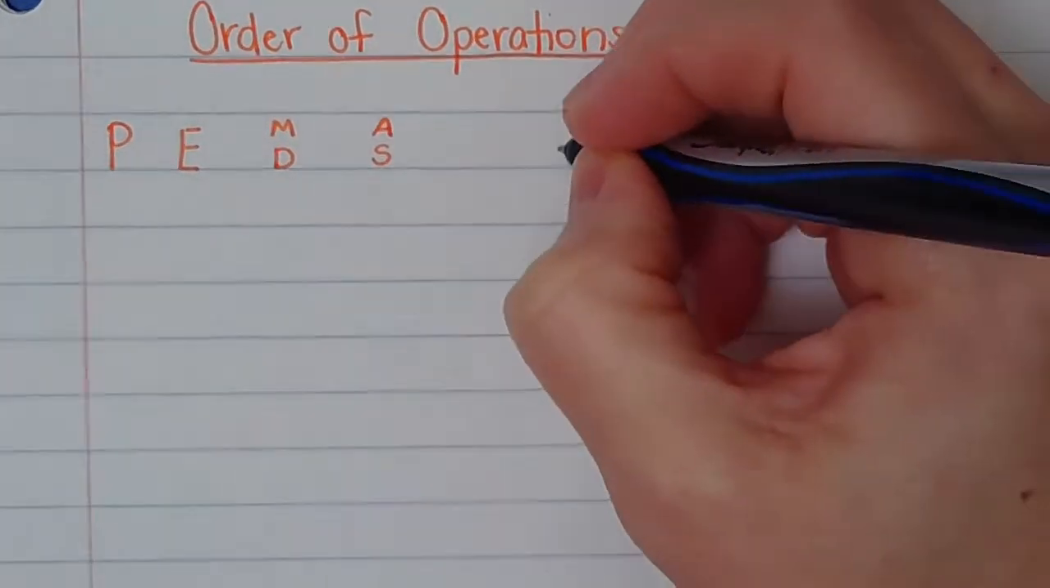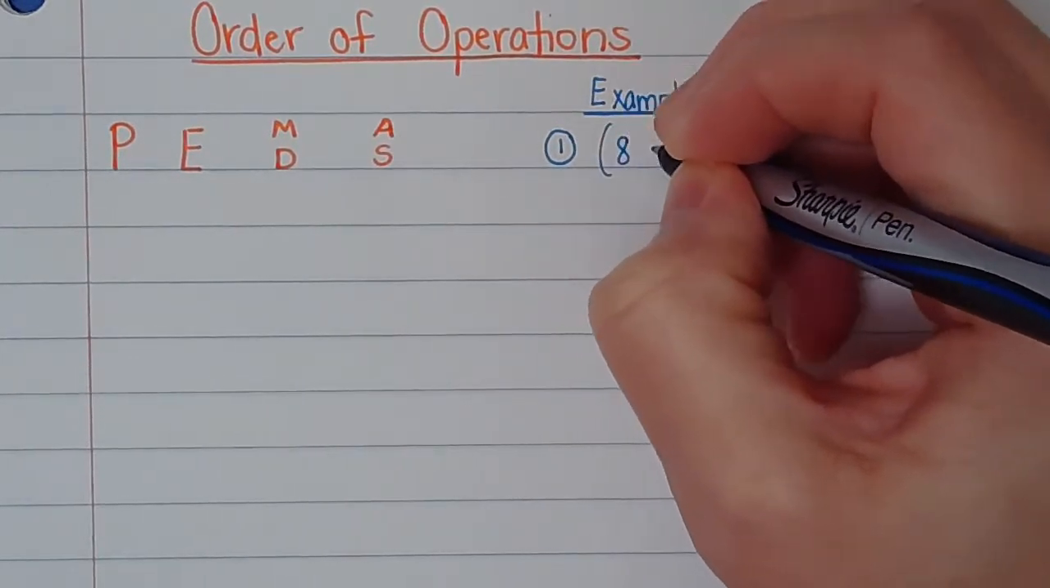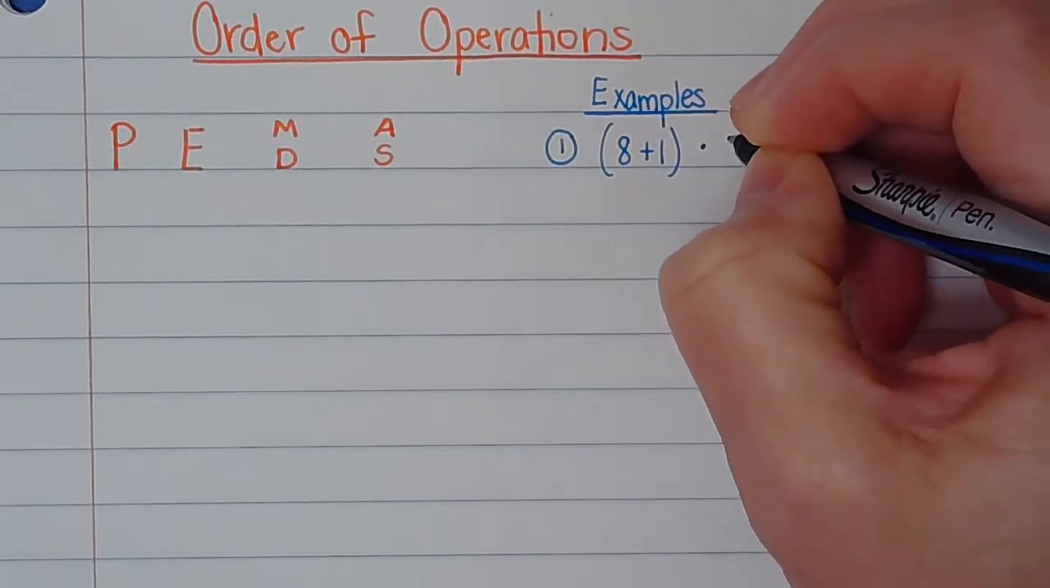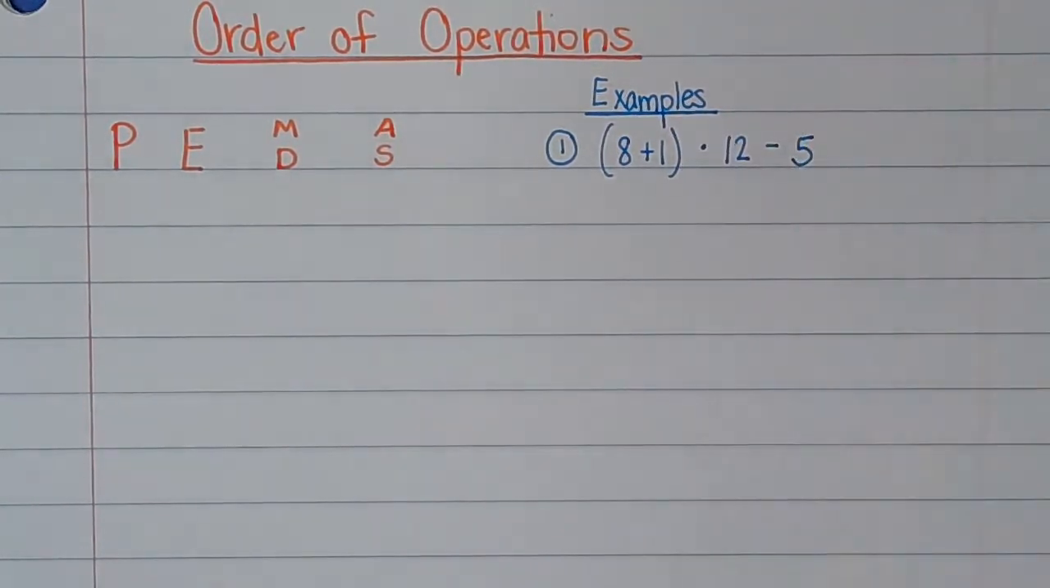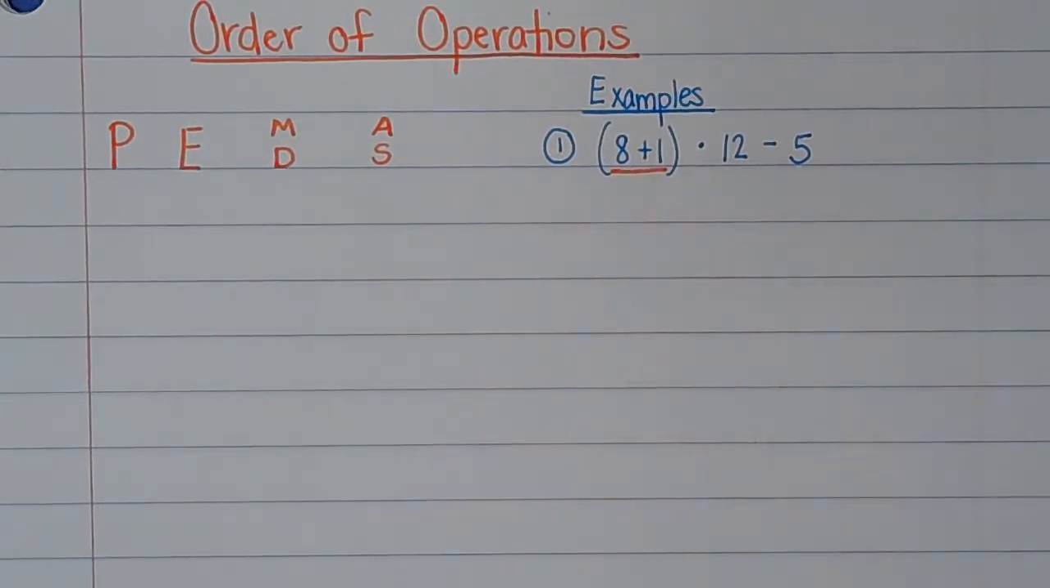All right, so first example: 8 plus 1, in parentheses, times 12 minus 5. Let's start with our first letter, P. P stands for parentheses. Do I have any parentheses going on in this problem? Hopefully you're screaming at me that yes, I do. It is right here.